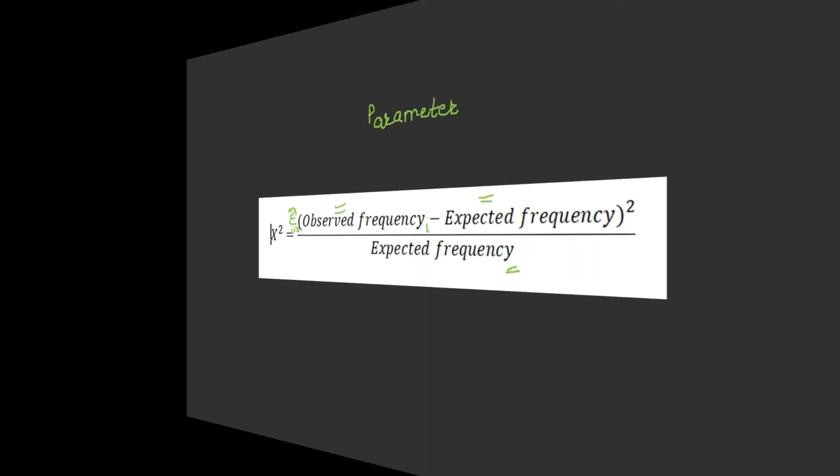It's basically the observed frequency minus the expected frequency, raised to the power of 2, divided by the expected frequency. There is a summation over here from i equals 0 to the number of entries we have. So it's the observed frequency minus the expected frequency raised to the power 2 by the expected frequency. Let's understand how this formula works.